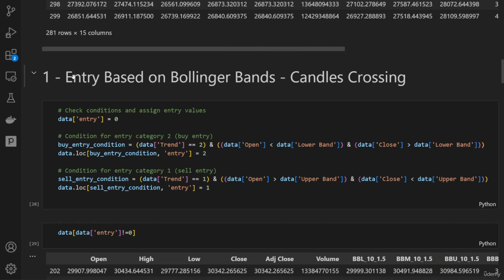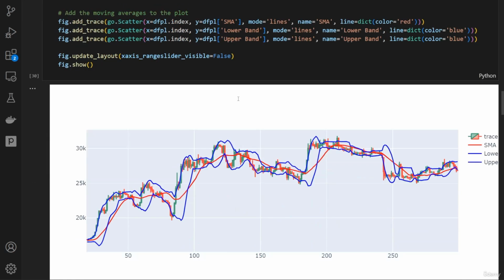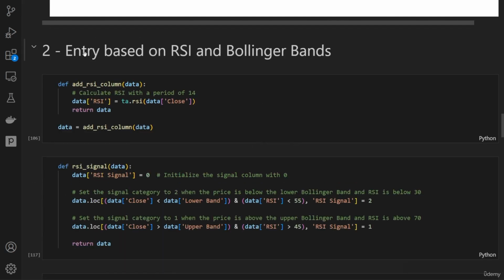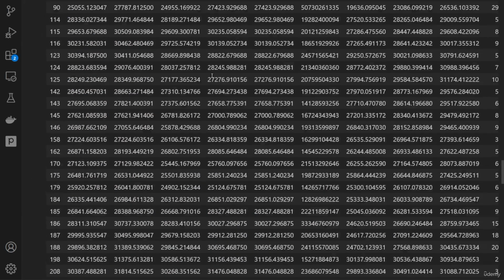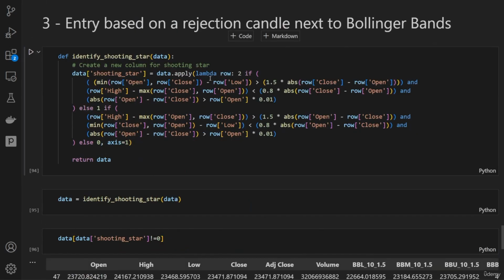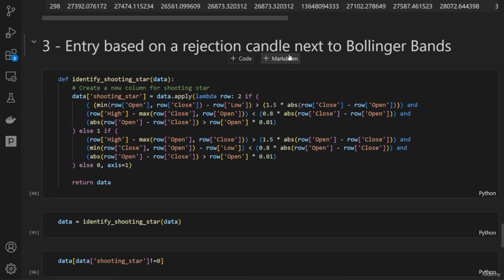So the first one we're going to discuss together is the entry based on Bollinger Bands and candles crossing the bands, the upper curve of the band or the lower curve of the band. Then the second case we're going to discuss together is the entry based on RSI values combined together with the Bollinger Bands values. And the third example is the entry based on a rejection candle happening next to the Bollinger Band's edges. This could mean the upper or the lower curve of the Bollinger Band.